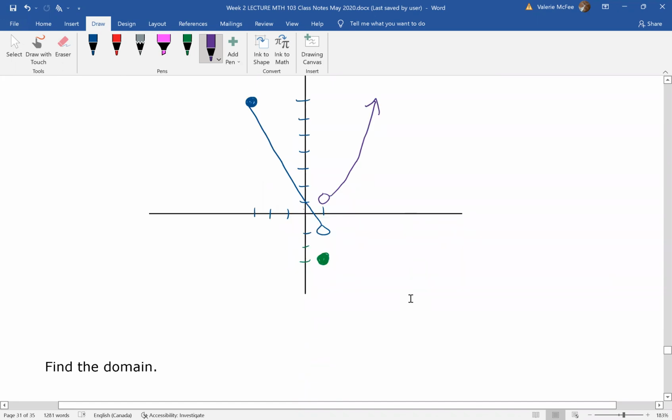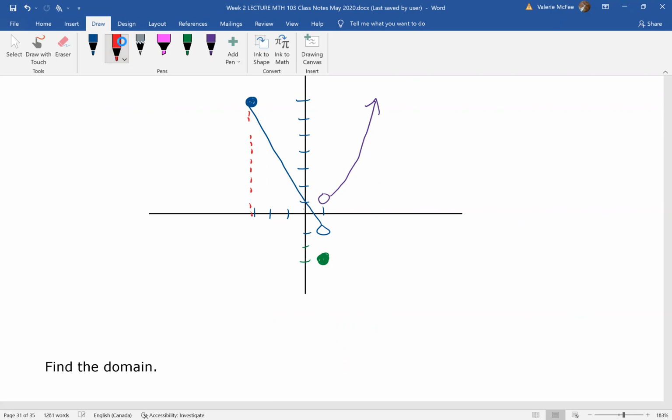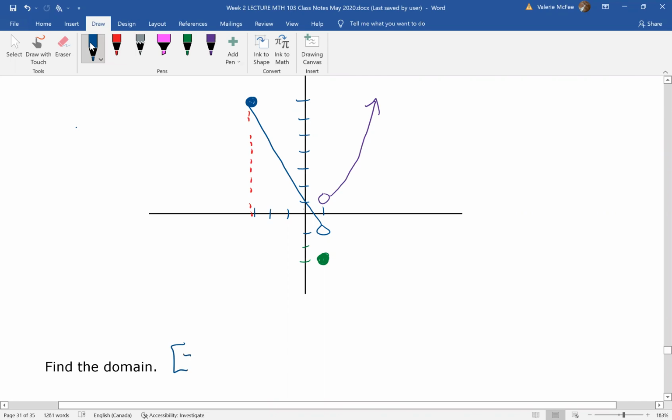Can you see the domain for this function? We see that its lowest value on the x-axis is here at -3, and then it continues to positive infinity. We have a square or closed bracket at -3 because we have a closed circle on -3.